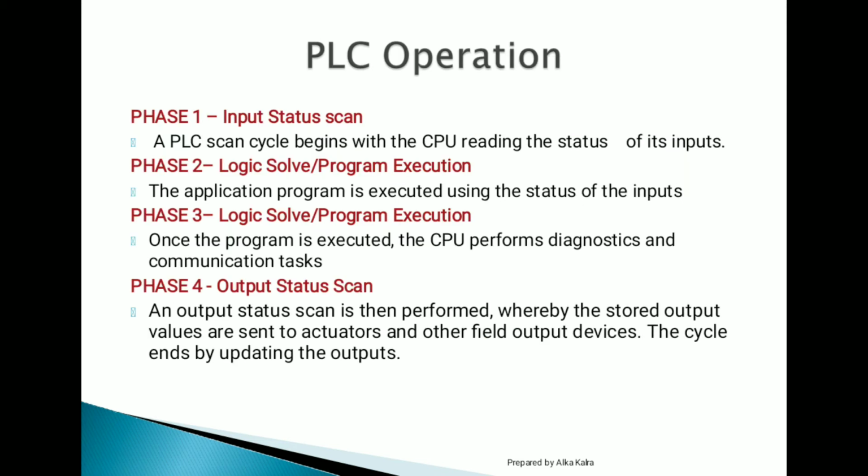PLC operation is performed basically in 4 phases. Phase 1 is the input status scan. The second phase is the logic solver, also called program execution. Actually, the second and third we can take as one. In these we are basically doing logic solving and program execution. In the next phase we are doing the output status scan. So these are the important parts of PLC operation. The first phase is the input status scan.